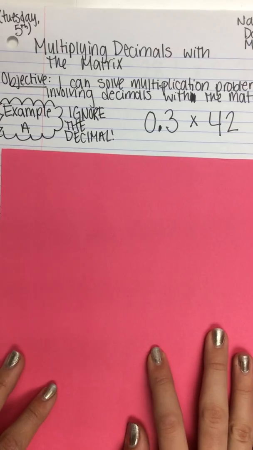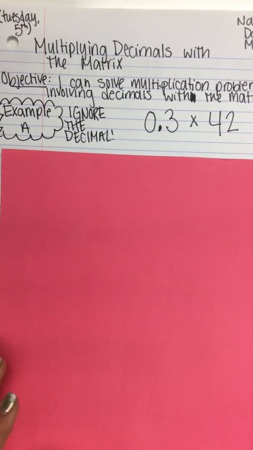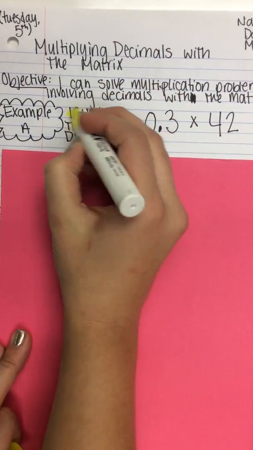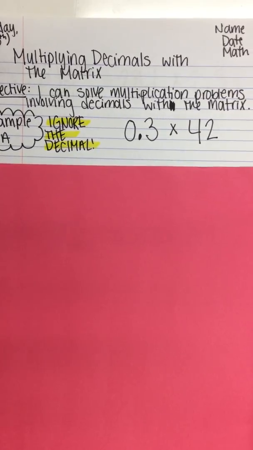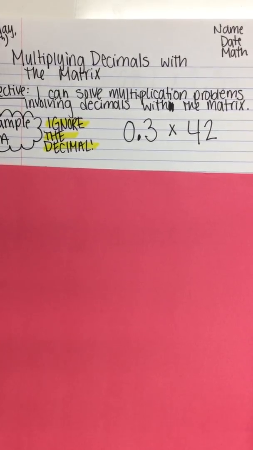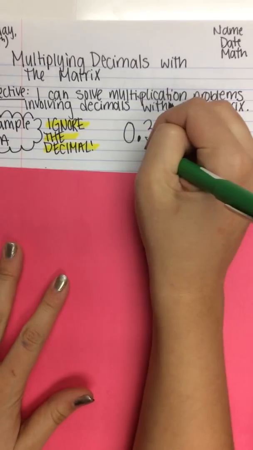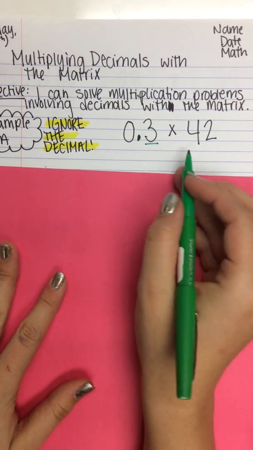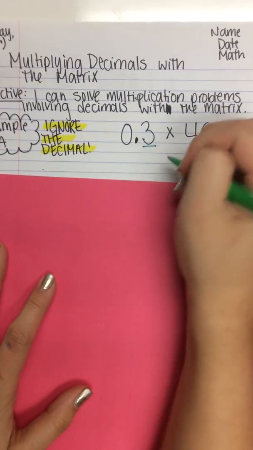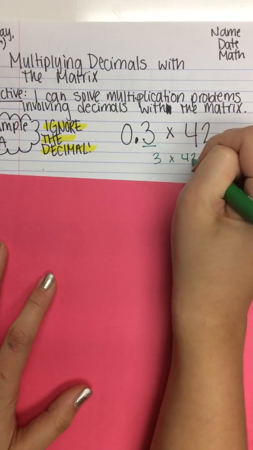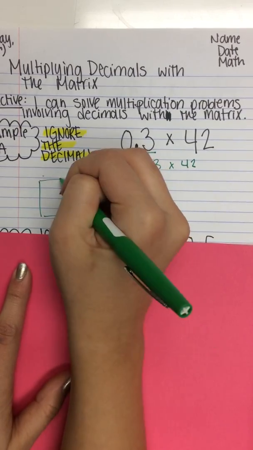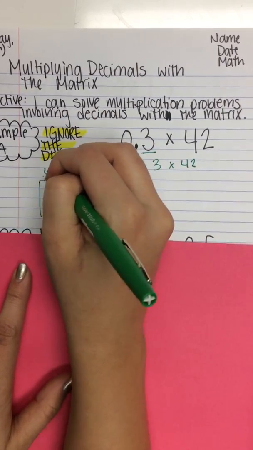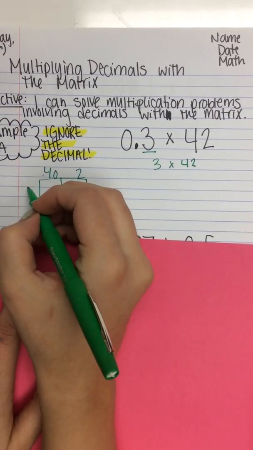So for example A, your very first step is to ignore the decimal. Let's pretend like these are whole numbers because we're already masters at using whole numbers in multiplication. Then we can add the decimal back in at the end. So 3/10, it's one place value spot after the decimal, times 42 becomes 3 times 42. And now I have a 1-digit by 2-digit problem, 40 and 2 times 3.